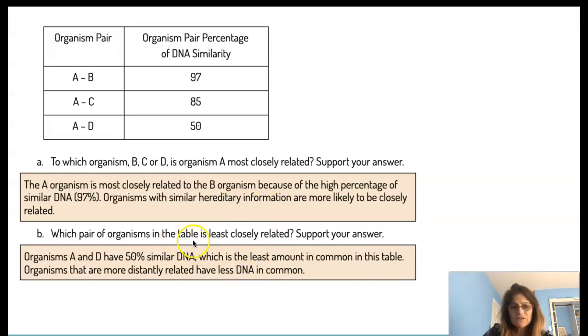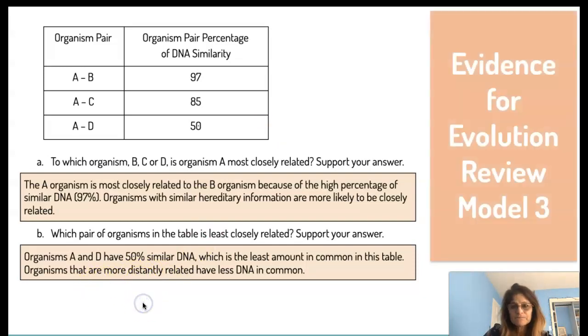Which pair of organisms in the table is least closely related? Organisms A and D only have 50% similar DNA, and that's the least amount in this table. So organisms that are more distantly related will have less DNA in common.